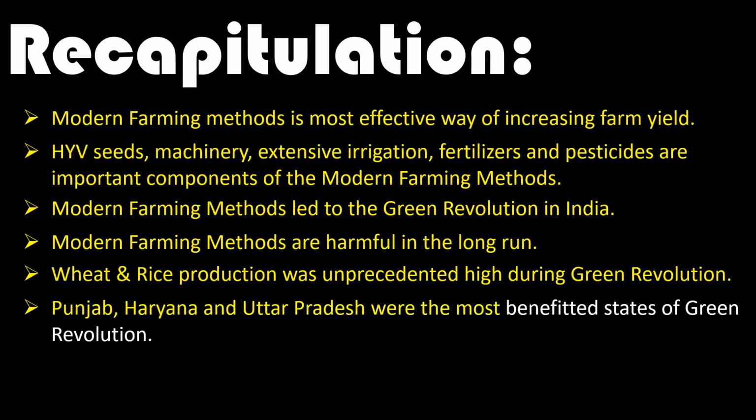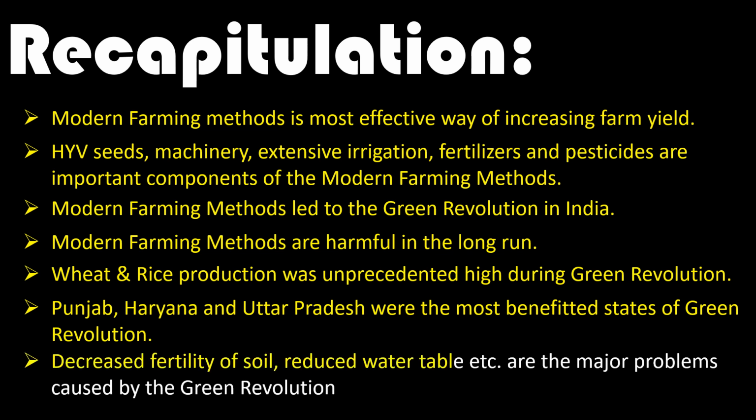So much so that even later on, Prime Minister Indira Gandhi issued one postal stamp celebrating the success of the Green Revolution. And which states mostly benefited? Punjab, Haryana, and the western part of Uttar Pradesh. And the major crops during the Green Revolution were wheat and rice. And some disadvantages: the fertility of the soil reduces, the groundwater table falls, and it's an expensive way of farming. These are some disadvantages of the modern farming method.